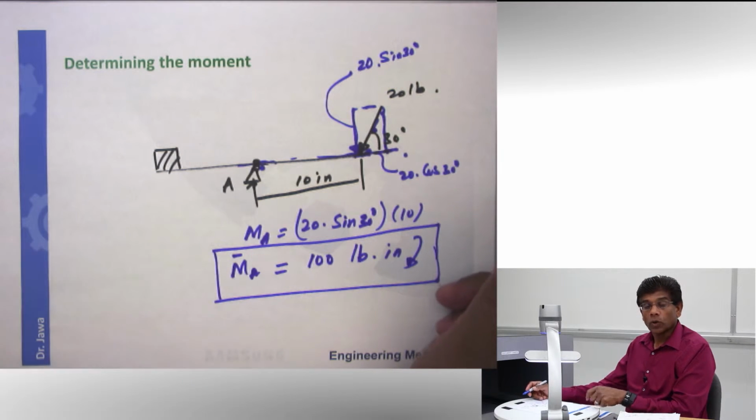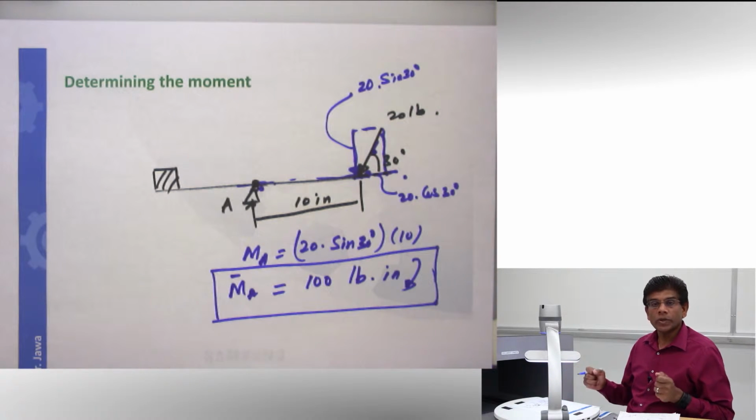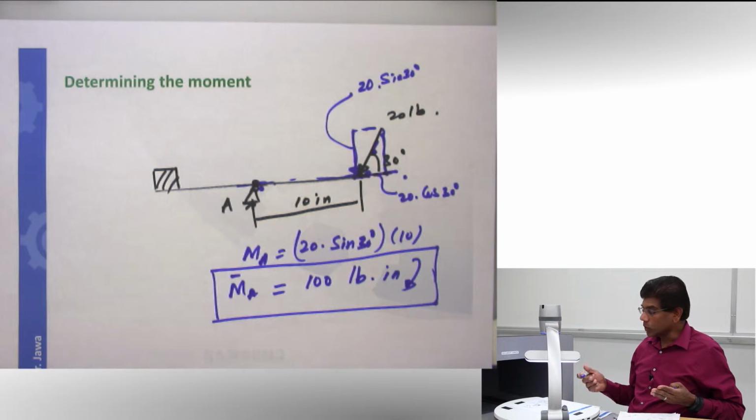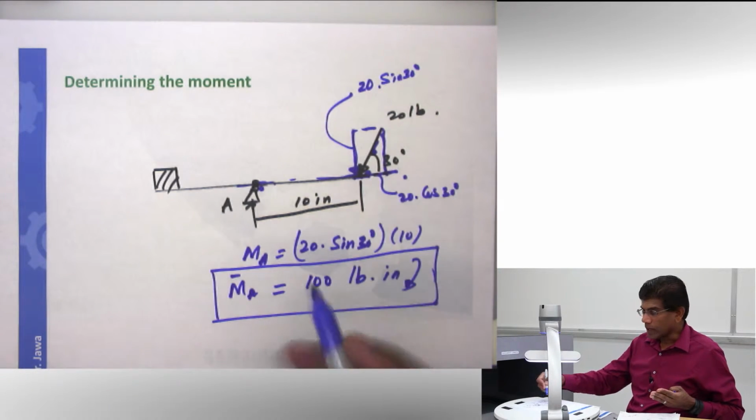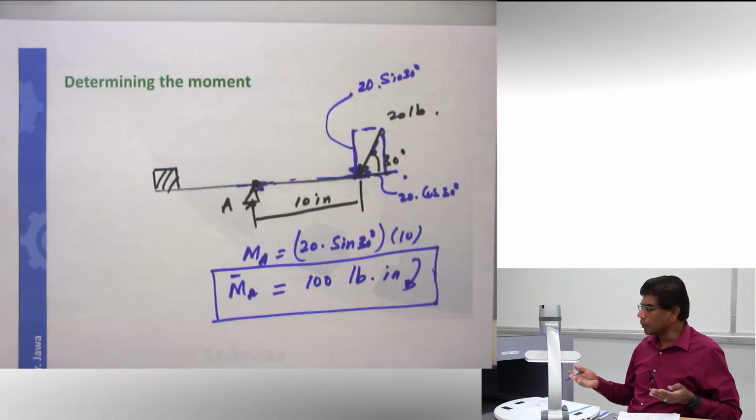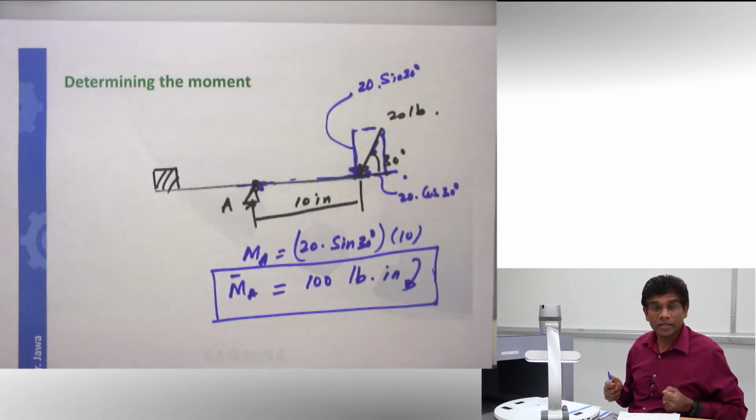So realize calculating moment in 2D is very simple. Figure out the distance, the perpendicular distance, and then you simply multiply. And also look at the direction, clockwise or counterclockwise. It's very easy to do. Now I would like to do another problem, a little bit more involved than this, using components as well as using perpendicular distance, so you reinforce the concepts. All right, so let's take a look at another problem now.